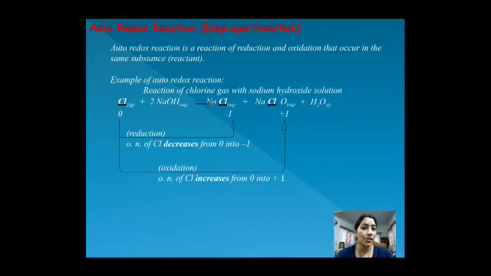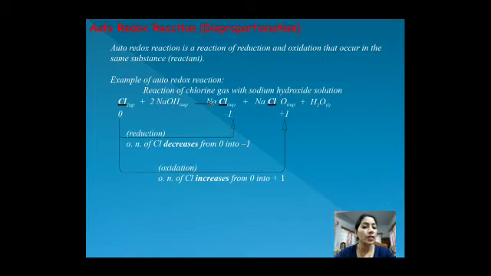An auto-redox reaction is a reaction of reduction and oxidation that occurs in the same substance or same reactant. For example, when chlorine reacts with sodium hydroxide, it gives sodium chloride, sodium hypochlorite and water. In the free, gaseous state, chlorine has a zero oxidation state. In NaCl, chlorine has a -1 oxidation state, but in sodium hypochlorite, NaClO, it has a +1 oxidation state.